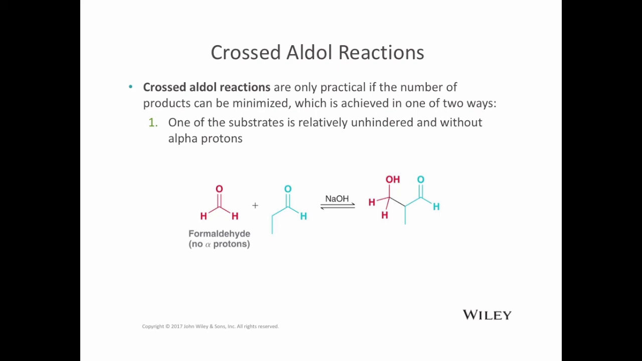So for example, if one of the substrates is relatively unhindered and doesn't have alpha protons, then it cannot be the enolate, it can only be the electrophile. So here, if we had formaldehyde, it doesn't have an alpha carbon, so it could not be the enolate, so it can only be the electrophile, and then this could be the enolate nucleophile. So here we'd form the enolate, it would attack the carbonyl carbon, and then upon protonation you would get this aldol product. So here is the new bond that you formed.